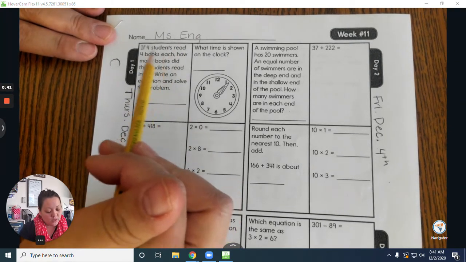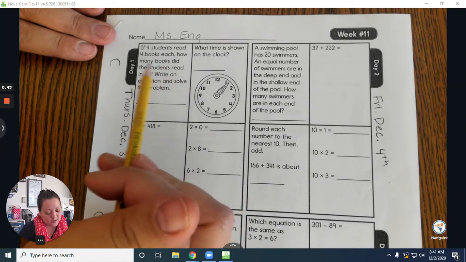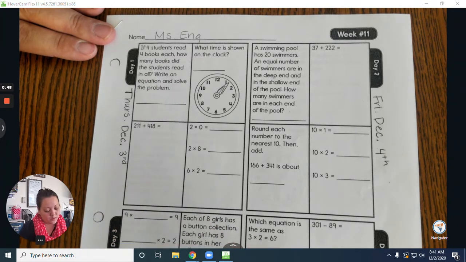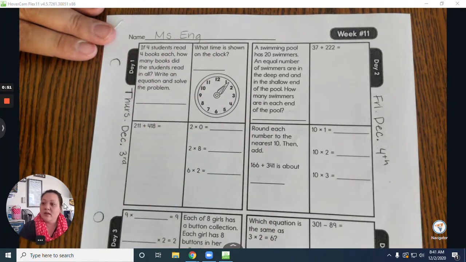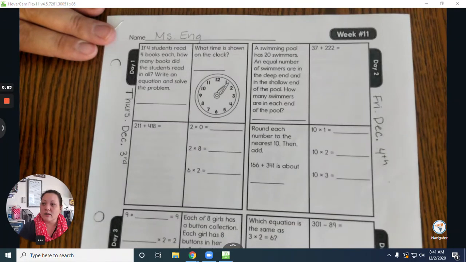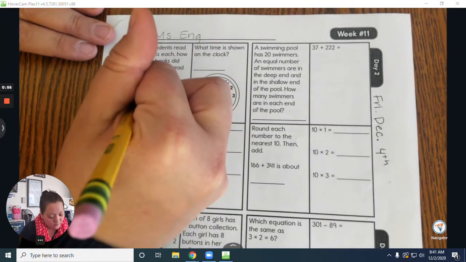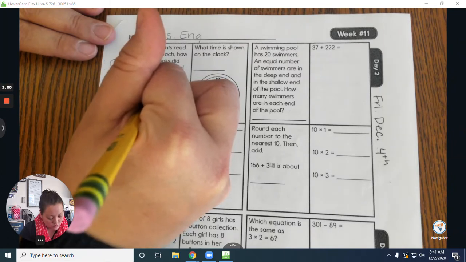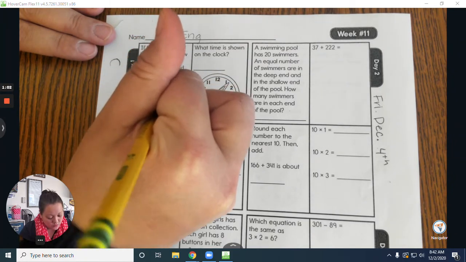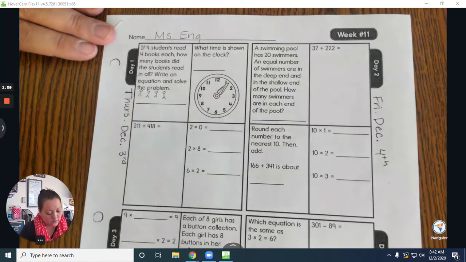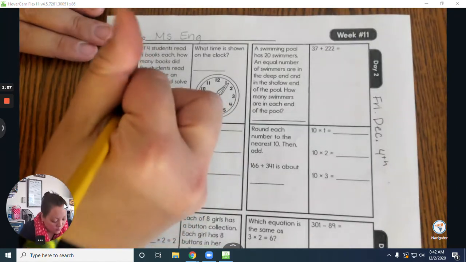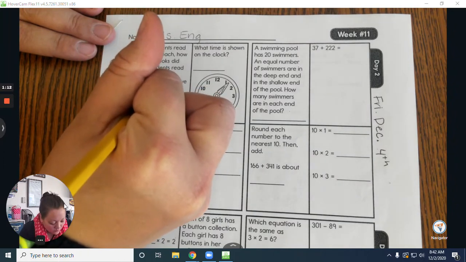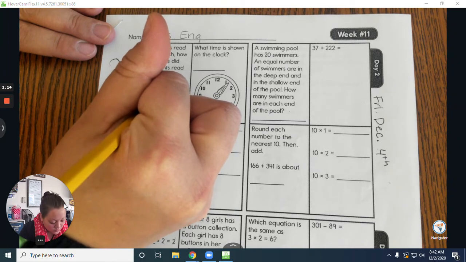Okay, if 4 students read 4 books, how many books did the students read in all? Write an equation and solve the problem. Okay, so I'm not sure what this would look like. So if I have, I'm gonna draw 4 little students. Okay, here are my 4 students, and they each have 4 books. So 1, 2, 3, 4, 1, 2, 3, 4, 1, 2, 3, 4, 1, 2, 3, 4.